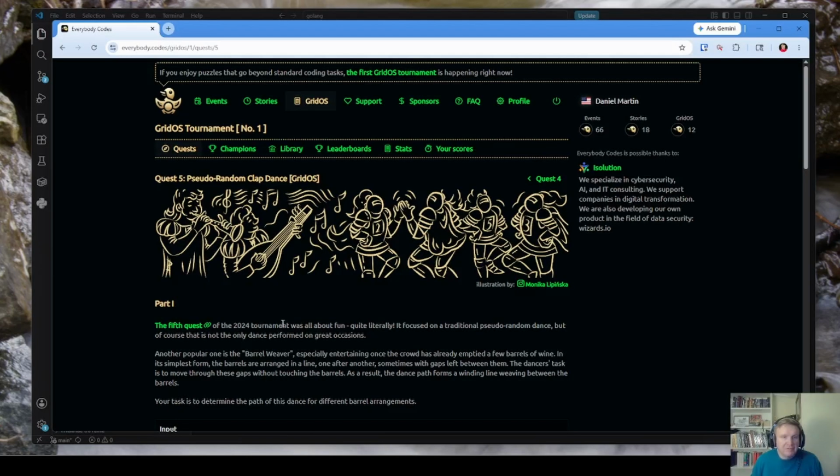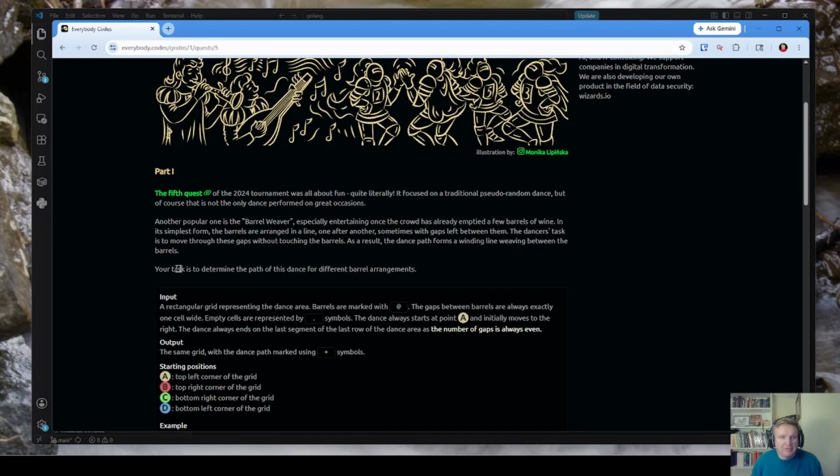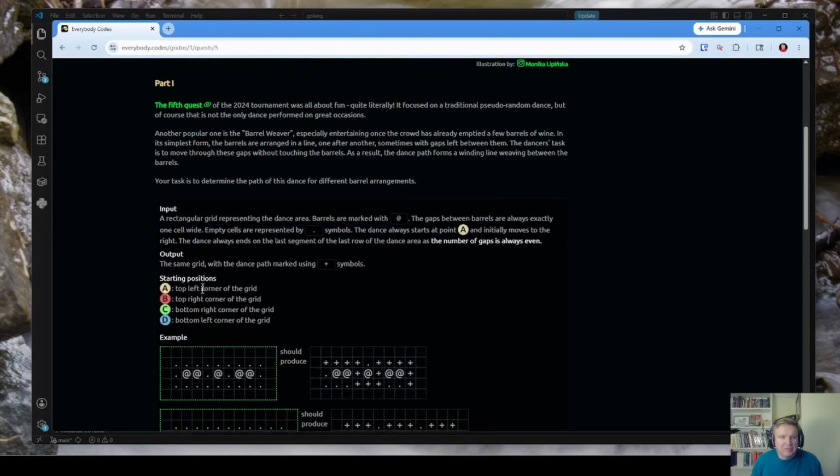The fifth quest was all about fun. Traditional pseudo-random dance. The barrel weaver, especially entertaining. Simplest forms, the barrels are arranged in a line. Dancer's task is to move through these gaps without touching the barrels. Dance path forms a winding line weaving between the barrels. Your input is to determine the path of this dance for different barrel arrangements.